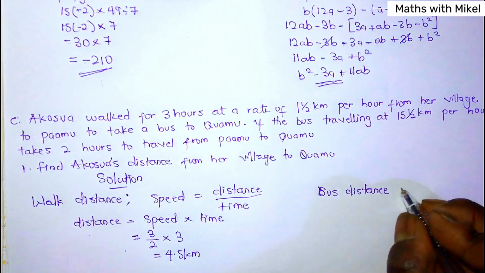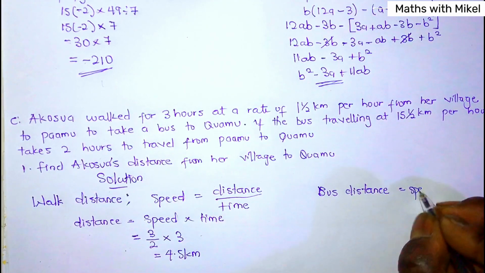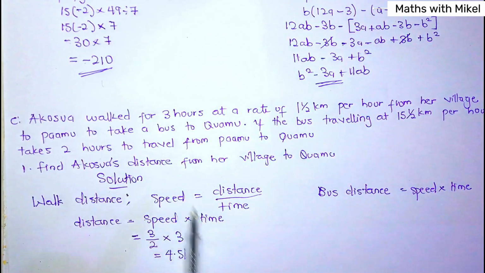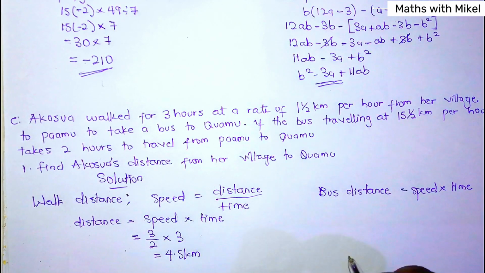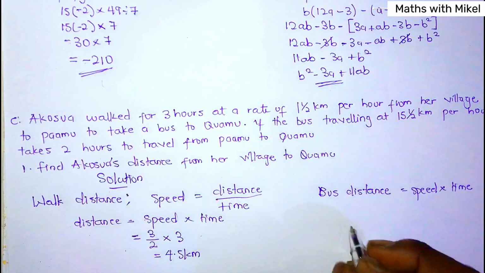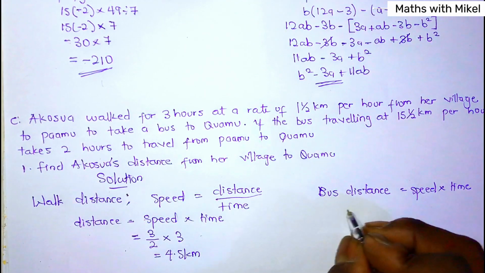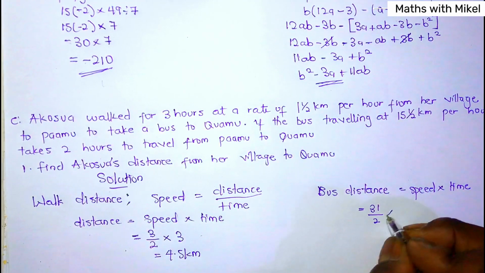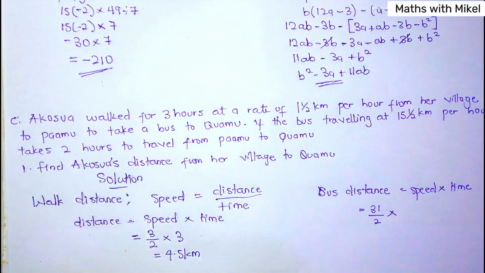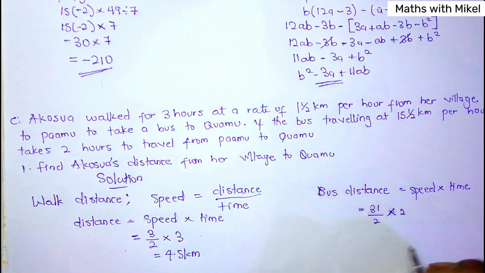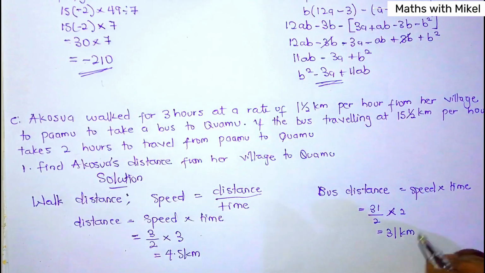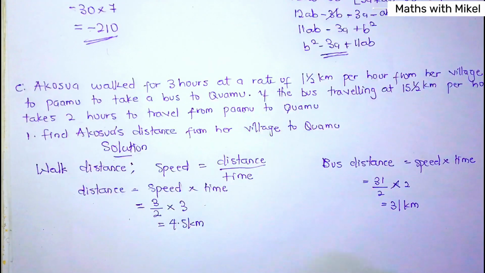So let me calculate the bus distance. Bus distance using the same speed times time. Now the bus took 1/2, which is 31/2. So we get 31/2 times, and it took 2 hours. The time is 2, and this gives us 31 kilometers.